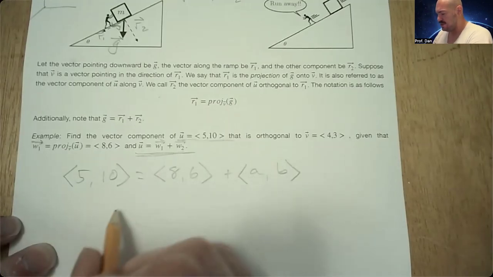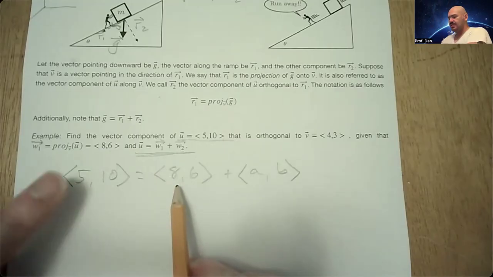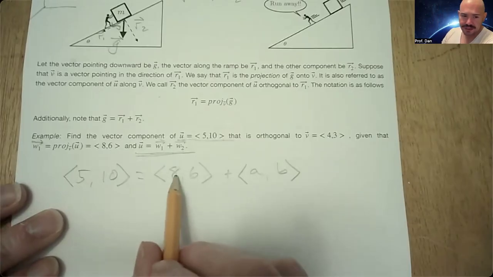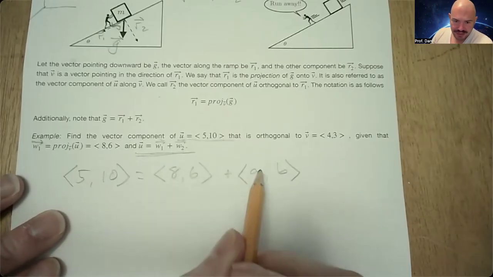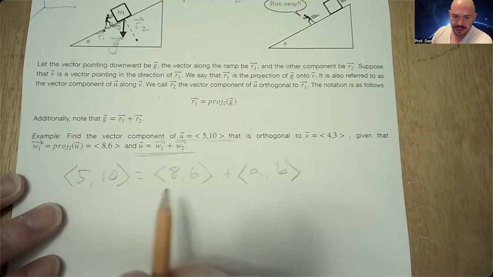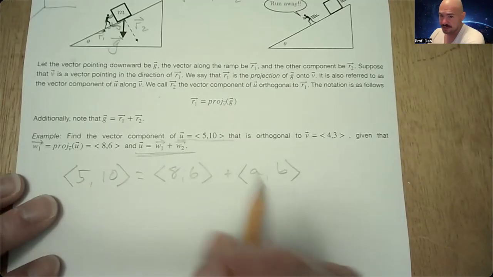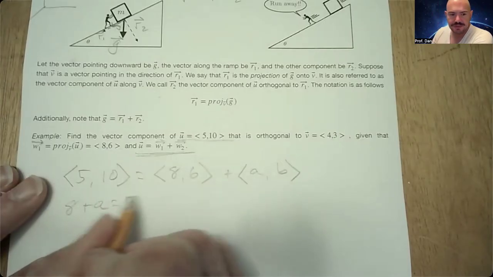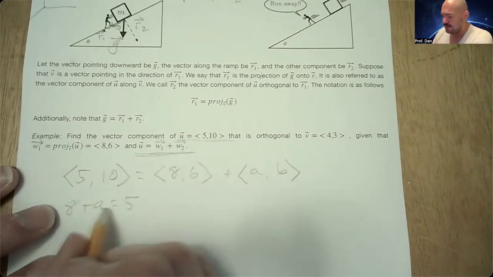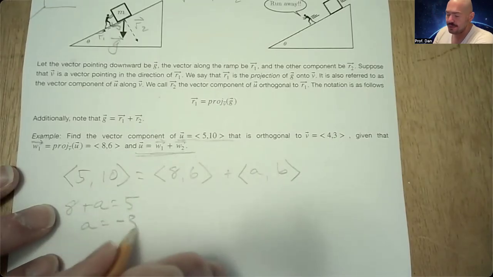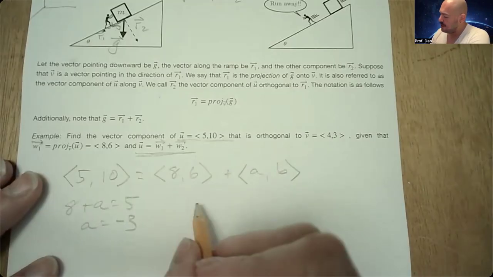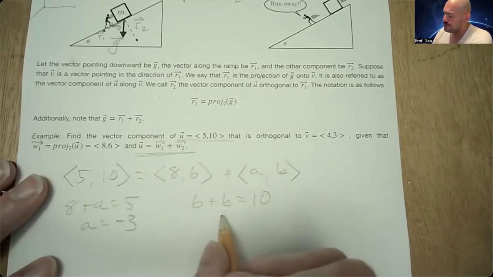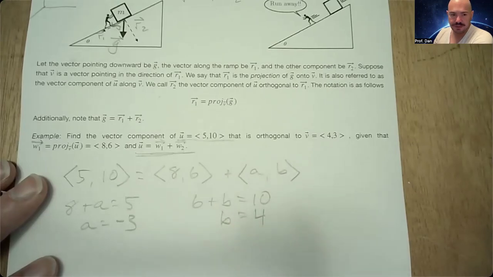And this really is just simple arithmetic, because notice when we add vectors together, we add component-wise. So 8 plus A is the first component. 6 plus B is the second component. So I know that 8 plus A has to be equal to 5, and that would mean that A has to be -3. And I know that 6 plus B has to be equal to 10, which implies that B has to be equal to 4.